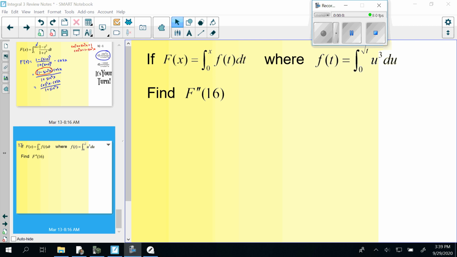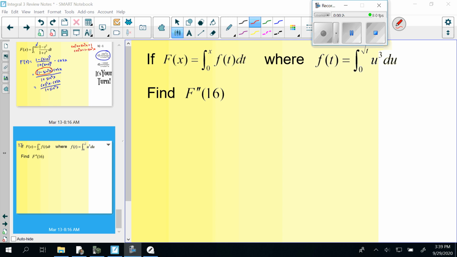This problem says if capital F of x equals the integral from 0 to x of f of t, where f of t equals the integral from 0 to the square root of x of u cubed du, find F double prime at 16. Well, this definitely looks like one of those fundamental theorem of calculus derivative problems.